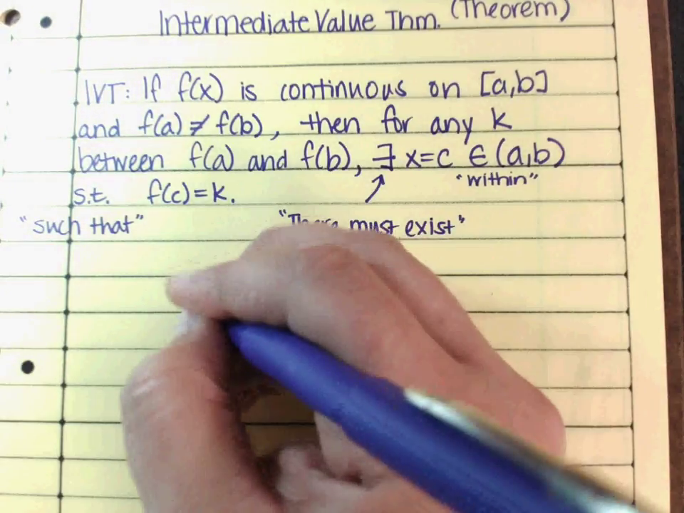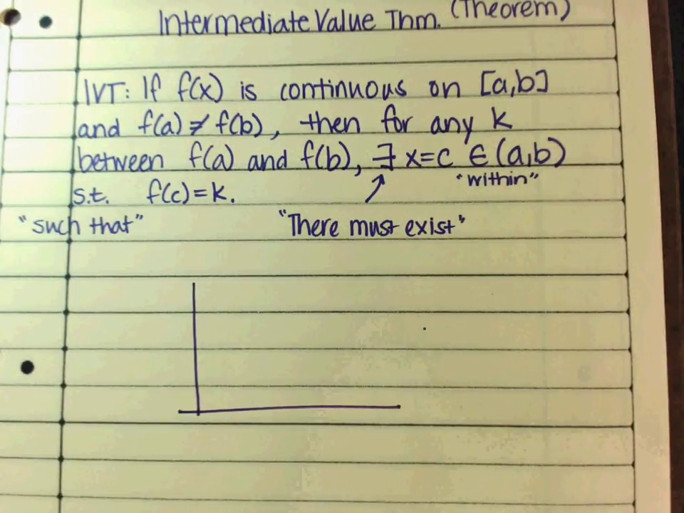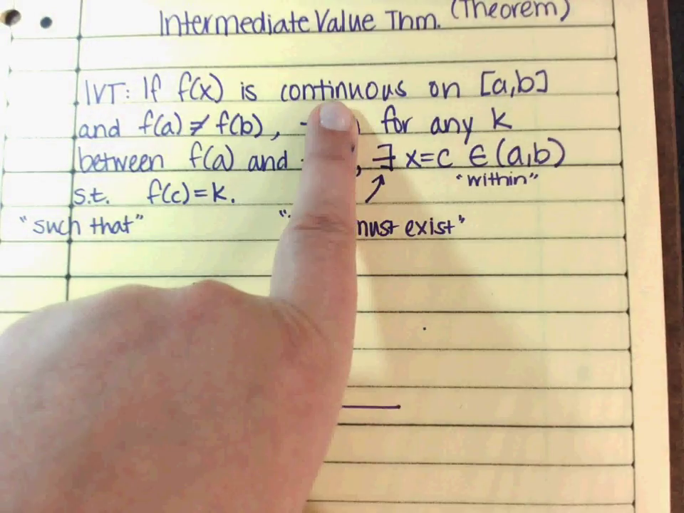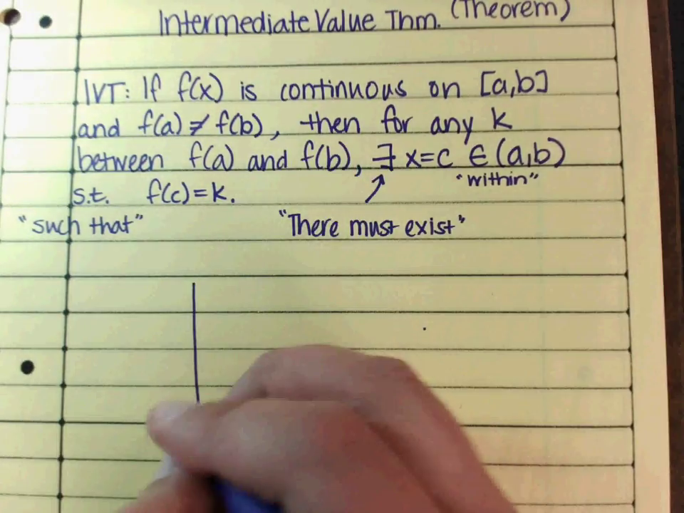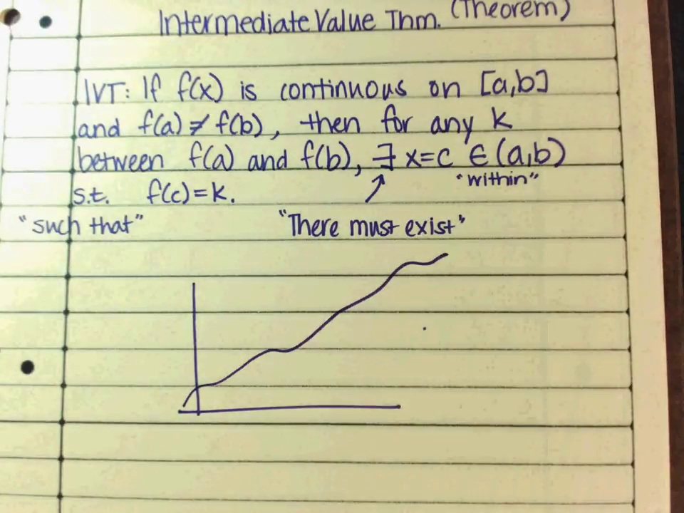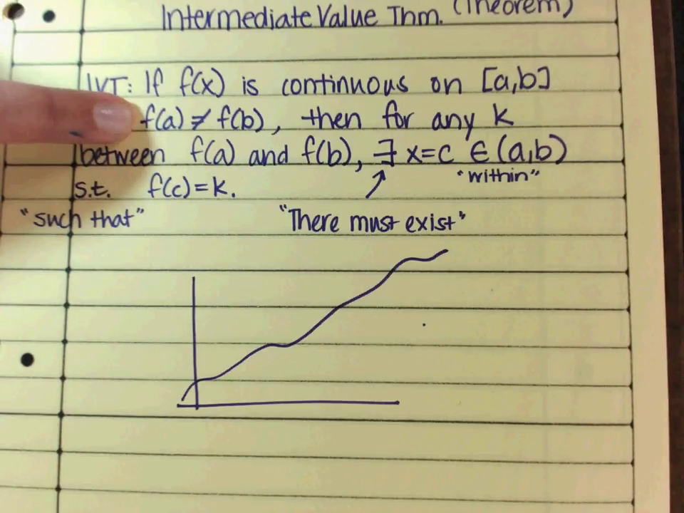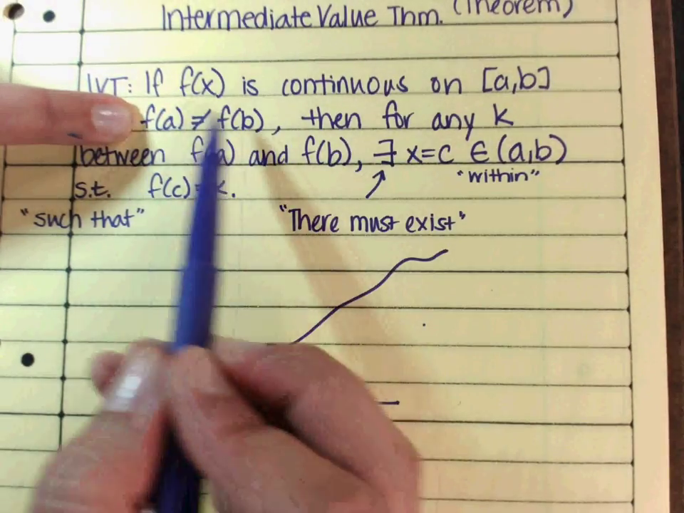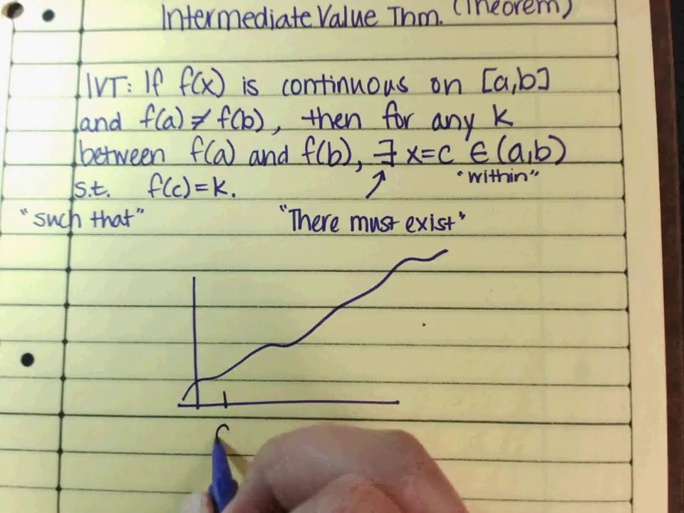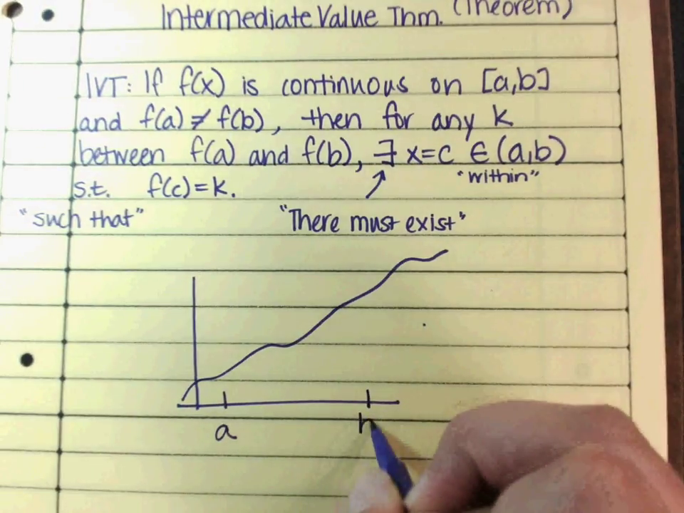So draw an f of x for me. What has to be true about the picture we draw? It has to be what? Continuous. So we're just going to do like a little function like that. So draw a continuous function. Now, f of a and f of b cannot be what? They can't be equal. So I'm going to put my a here. I'm going to put my b over here.